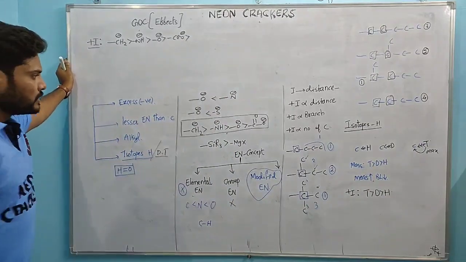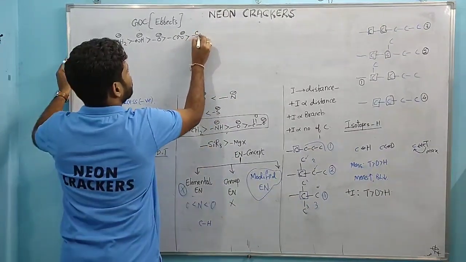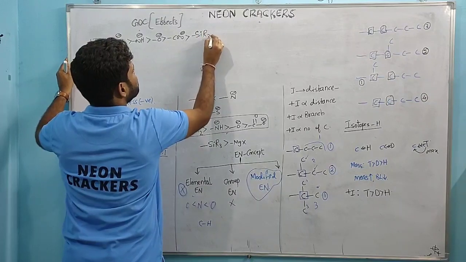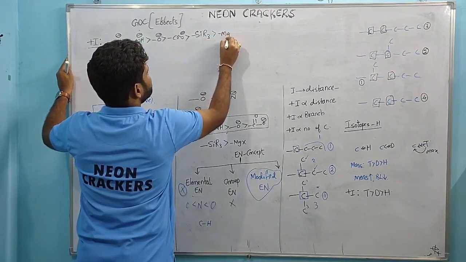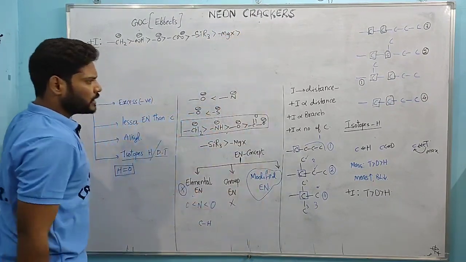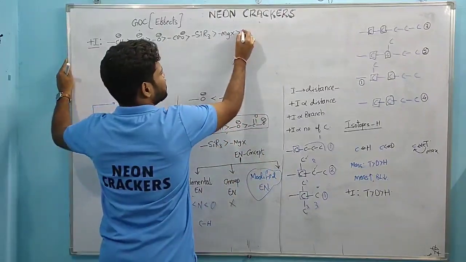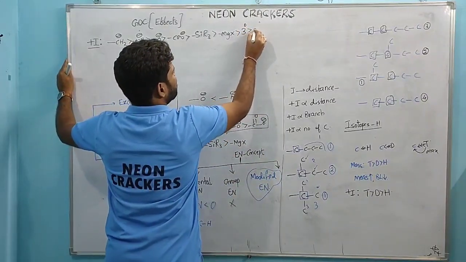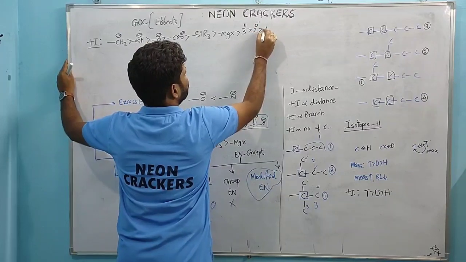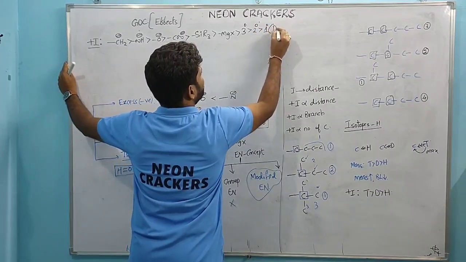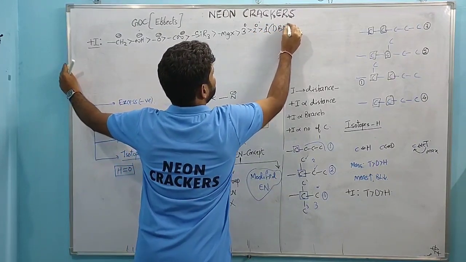First it is over. Second one is lower electronegative than carbon atom, SR. Next one is NGX. Next one is alkyl. Just for the sake of understanding here, I am taking 3 degree greater than 2 degree greater than 1 degree. But actually my rule is the deviant rule, use this deviant rule.